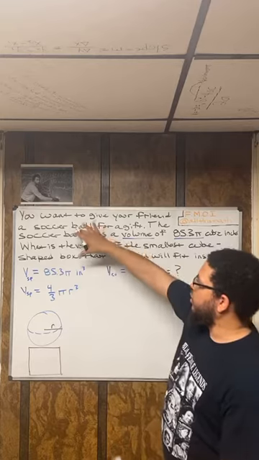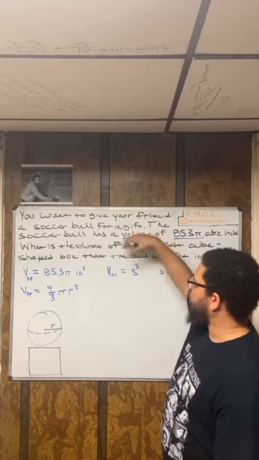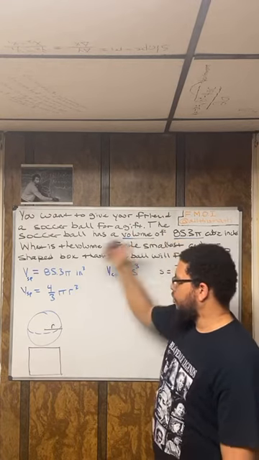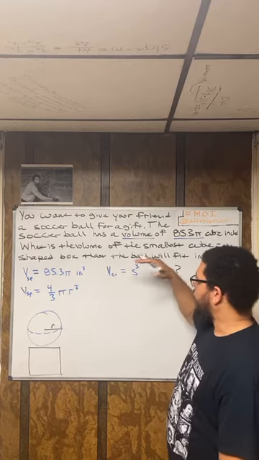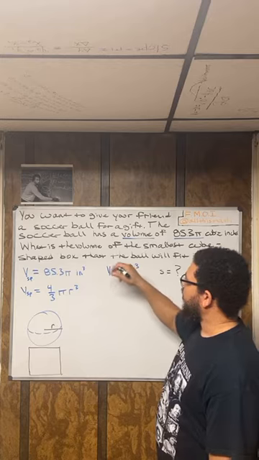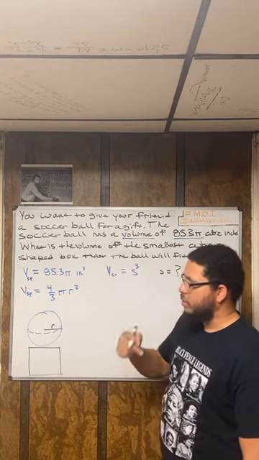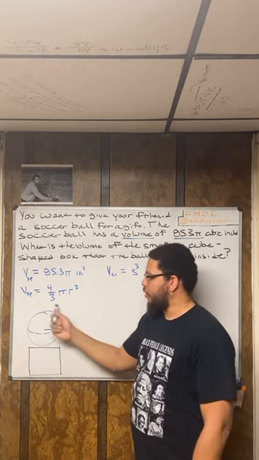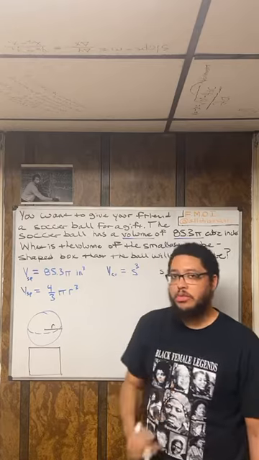You got to be able to read the question and read the word problem, read all the information, and then come up with your formulas. First, know what formulas you need to use, right? Since they're talking about volume, they're talking about a soccer ball. Okay, what kind of shape is a soccer ball? It's a sphere. What's the formula for the volume of a sphere?